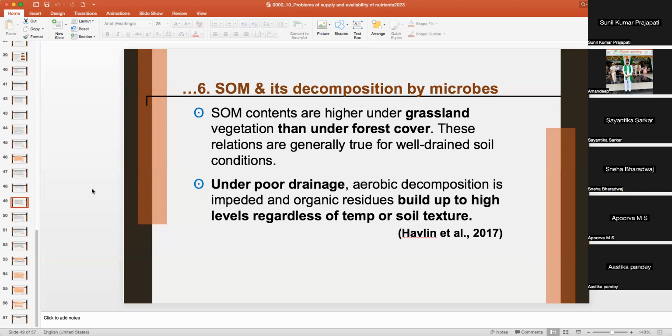Yes, sir. So this is actually a comparative term. If we talk about the O horizon, then the organic matter would be more in the case of forest. But if we talk about the whole A horizon, then grassland soil will have more organic matter because the roots of the grasses will contribute more towards the organic matter.